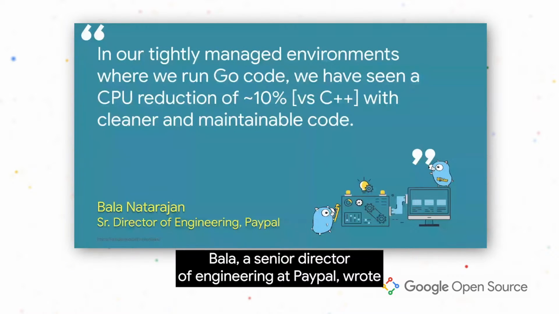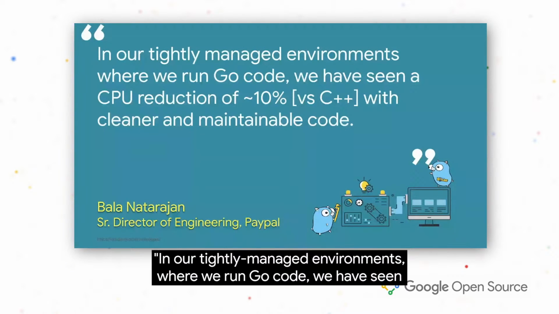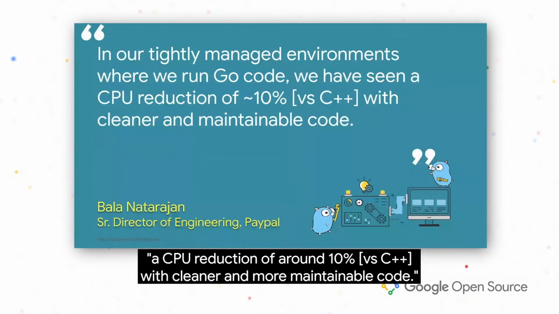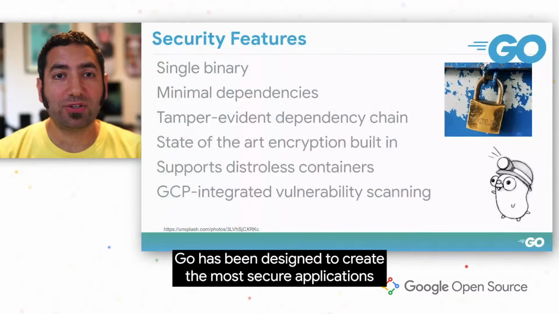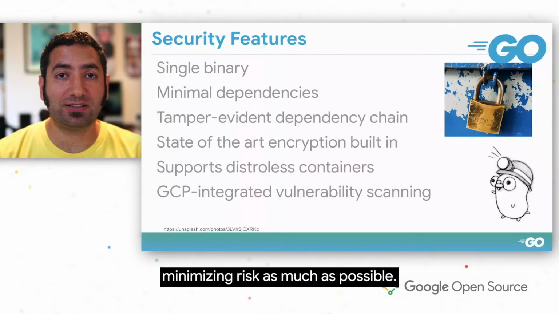Bala, a senior director of engineering at PayPal, wrote, "In our tightly managed environments where we run Go code, we have seen a CPU reduction of around 10% versus C++, with cleaner and more maintainable code." Go has been designed to create the most secure applications, minimizing risk as much as possible.